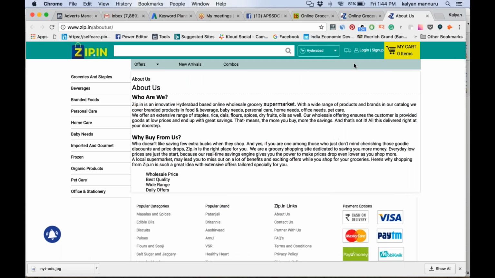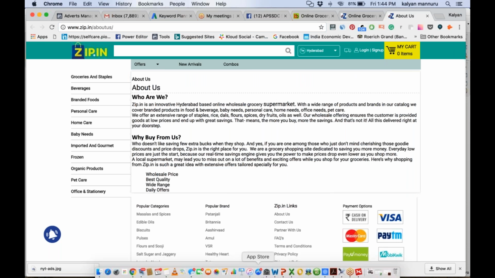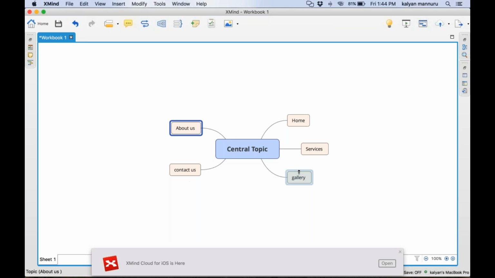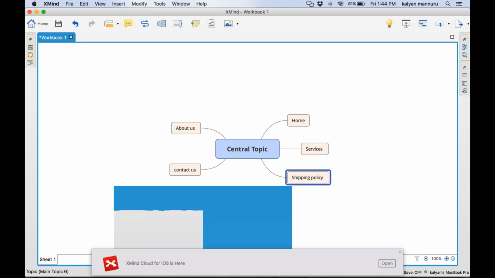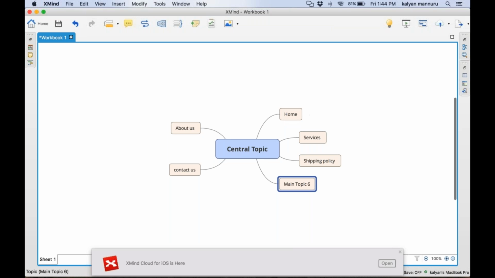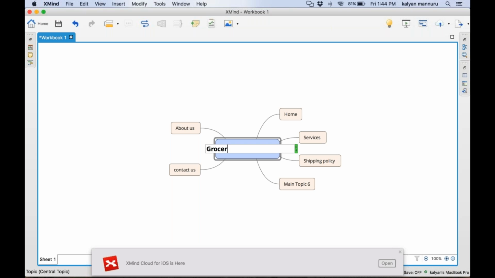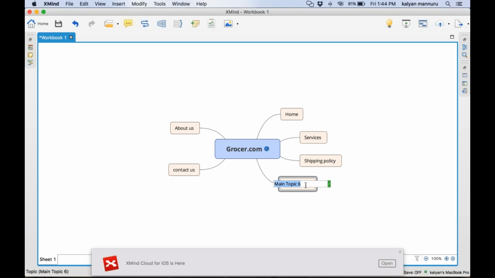So there is no gallery. Gallery is not suitable for this kind of business. So I'm not including gallery. Instead, I'm going ahead and entering some other words like shipping policy. This is required because users might be interested to read through what this particular business's shipping policy is. So my business is called grosser.com. Just a random name I'm trying to give. So shipping policy is one that I can add for my business. I can also add cancellation policy.